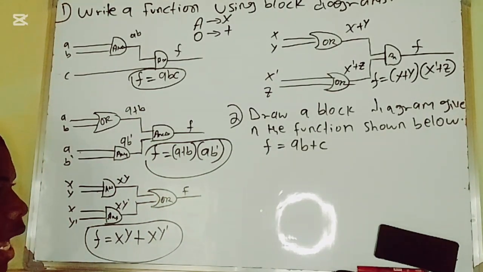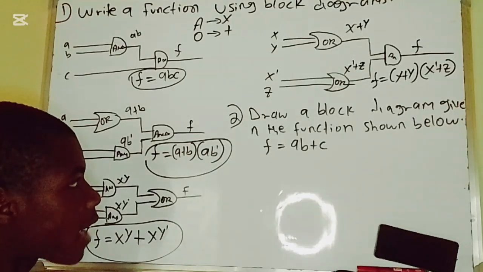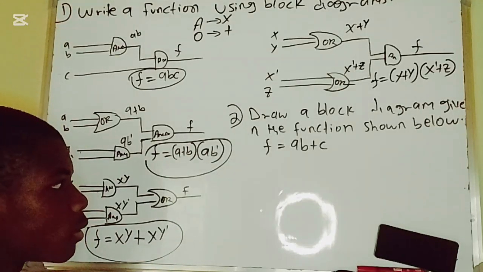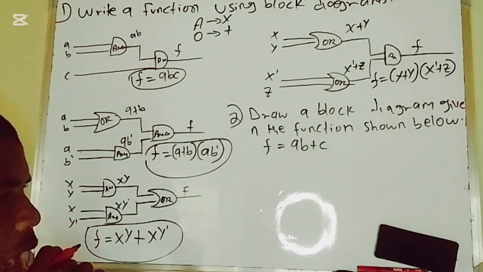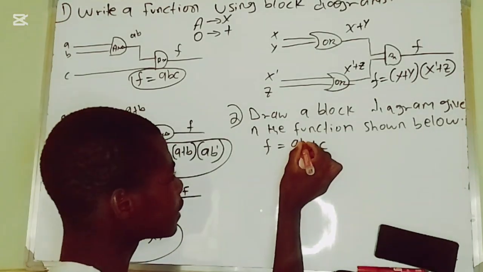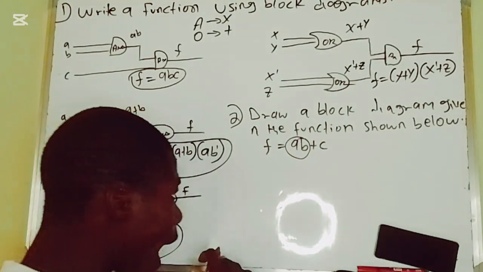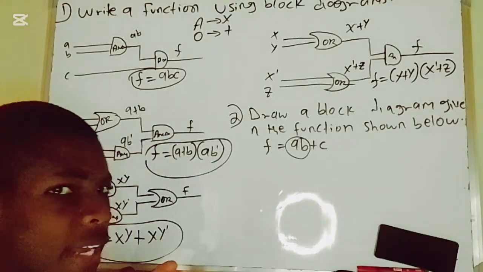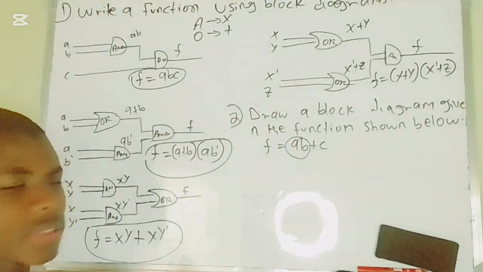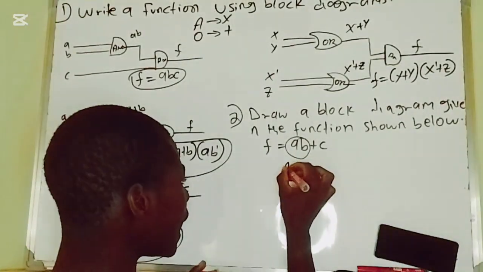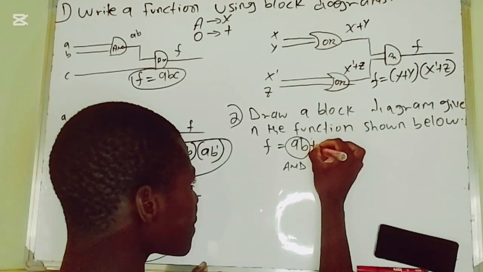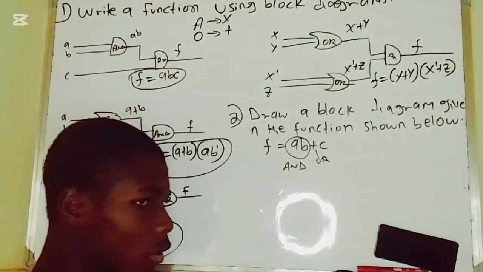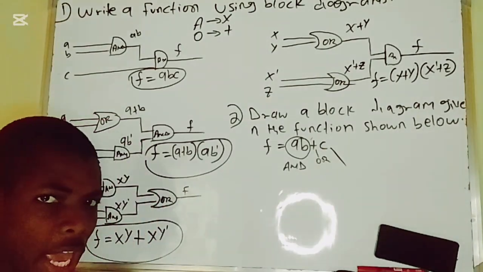So let's take a look at the next question. Draw a block diagram given the function shown below. We're going to draw a block diagram. As I see, they just multiply two inputs, A and B, and this will be AND. And this positive sign is indicating an OR, as the input.